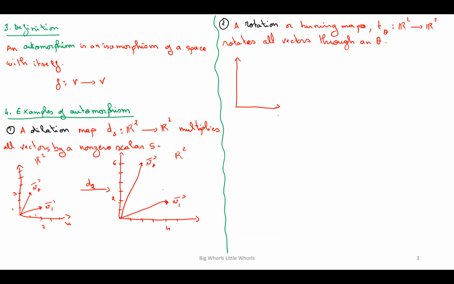So x here, y. Let's say we have a vector v here, and under, for example, the rotation map T_pi/4, we are going to rotate v through the angle pi over 4, 45 degrees.